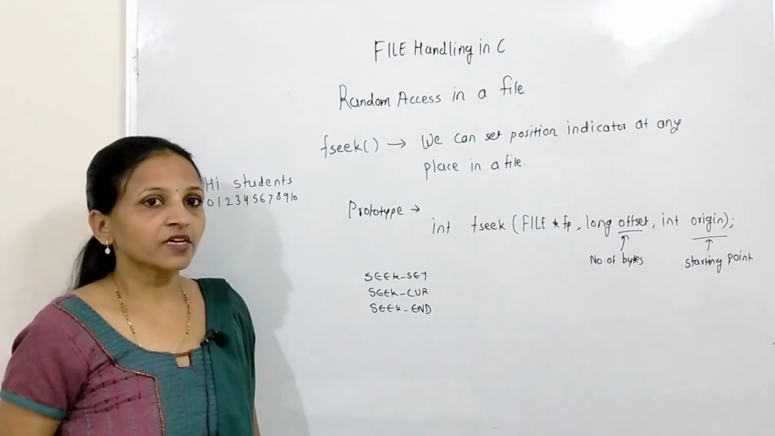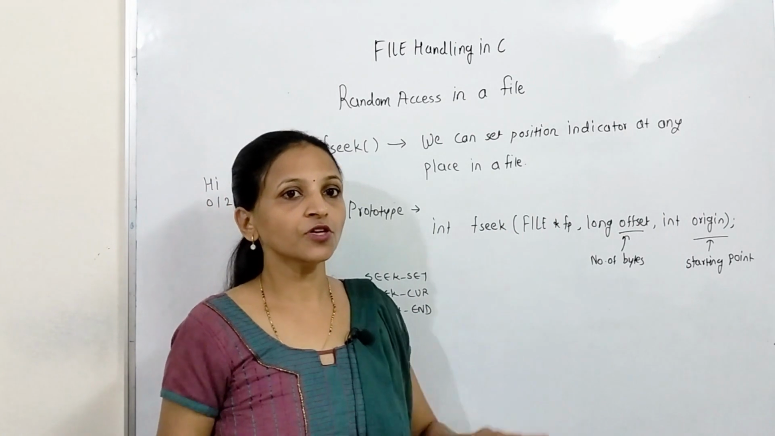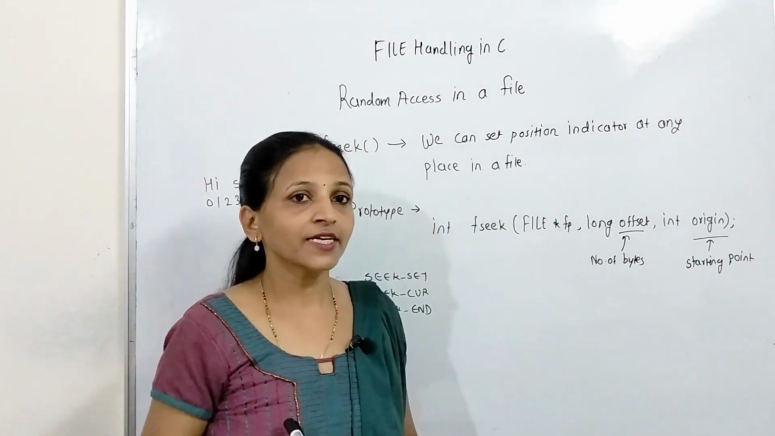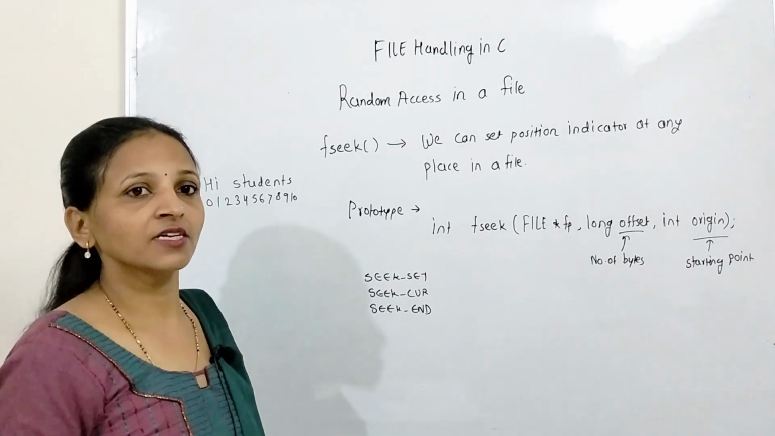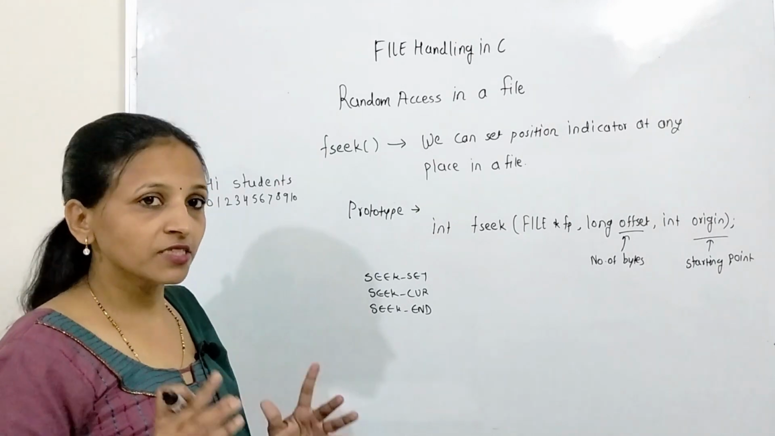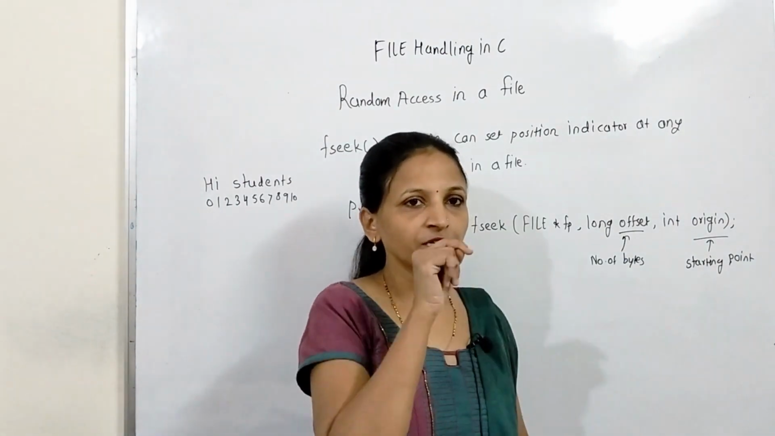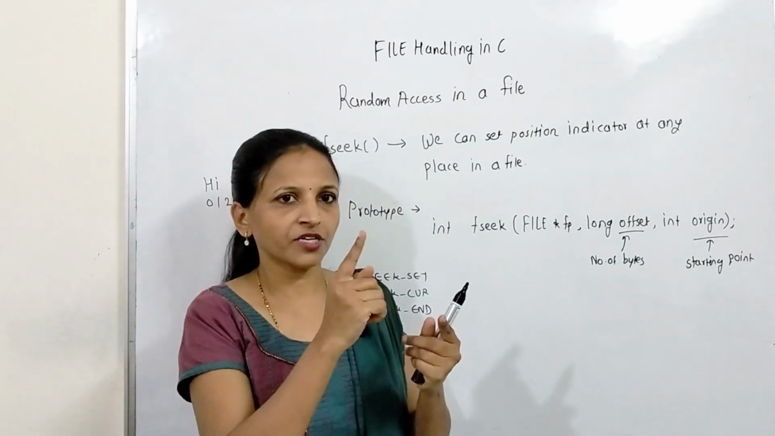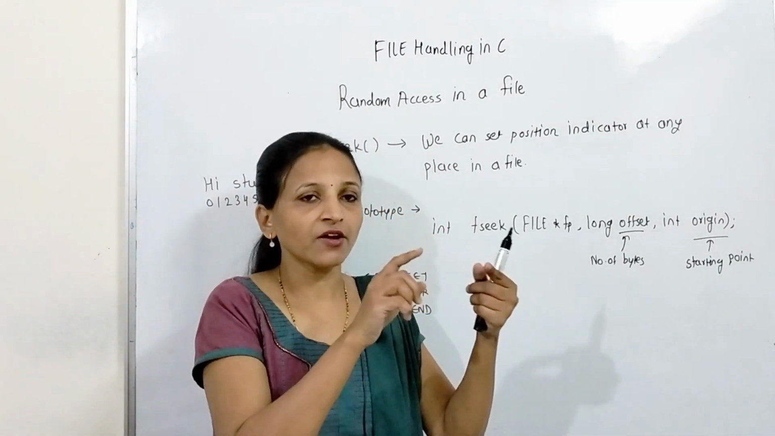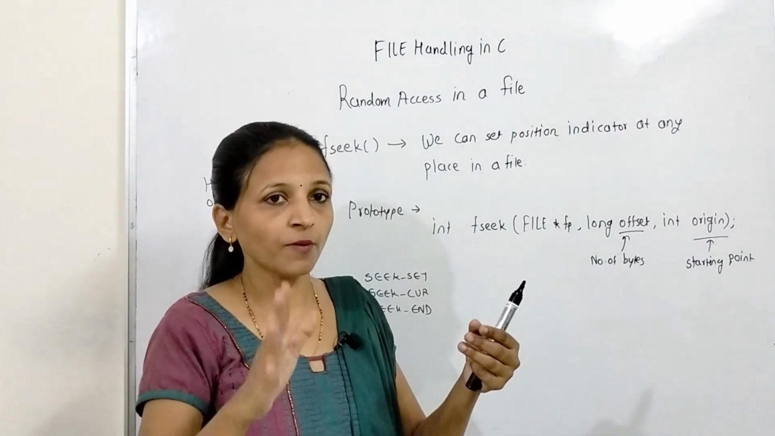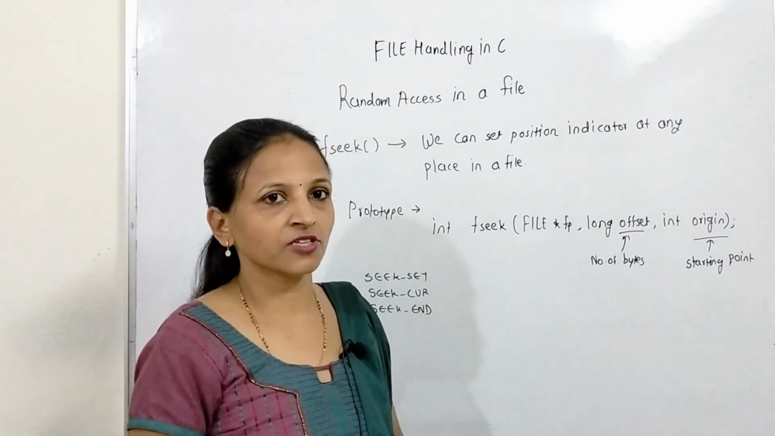Now the next function for this random file access is the fseek function. We can use the fseek function to set the position indicator at any point inside the file. It means that if you want to move the internal pointer to any place, it is possible with the help of fseek. For example, let's say we have opened a file in read mode, and initially the file pointer will be at the beginning. If I want to move to the 6th character and start reading from that point, that is possible with the help of this fseek function.